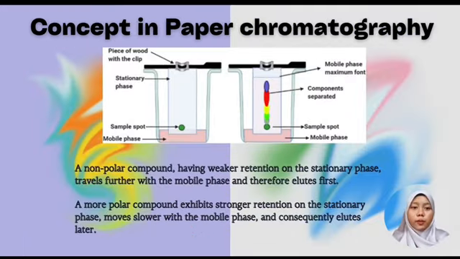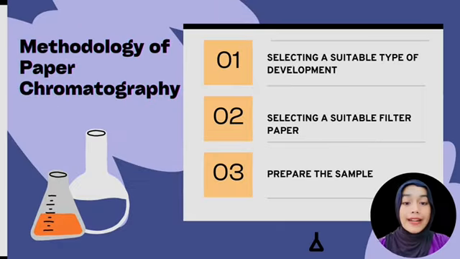Now, I will explain the concept in paper chromatography. Components that are more soluble in the mobile phase will move further up the paper, while those with greater affinity for the stationary phase will remain closer to the origin. For example, a non-polar compound having weaker retention on the stationary phase travels farther with the mobile phase and therefore elutes first, while a more polar compound exhibits stronger retention on the stationary phase, moves slower with the mobile phase and consequently elutes later.